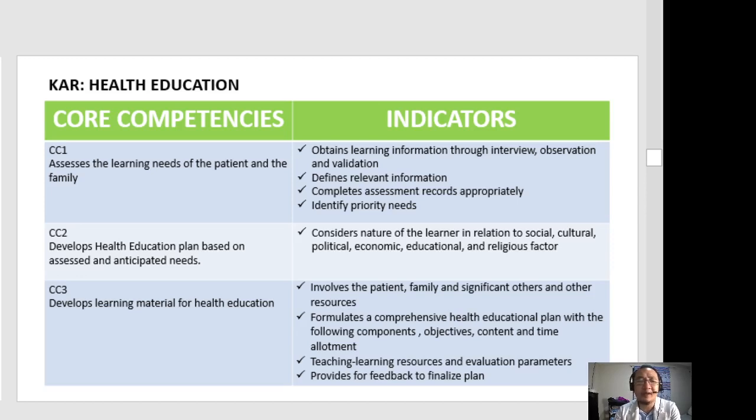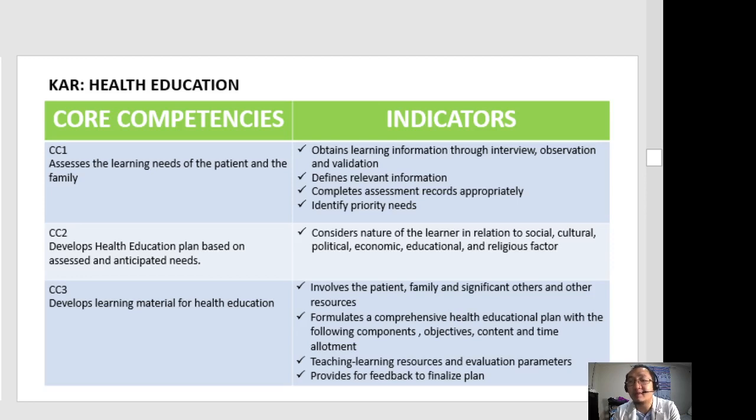Then number three, develops a learning material for health education. Okay, so after you have assessed and planned, especially in planning, you must consider your materials. What are the things you need? What are the factors to consider? In your planning, one of your priorities is how you are going to involve the patient, how you are going to involve your client, the client's family.